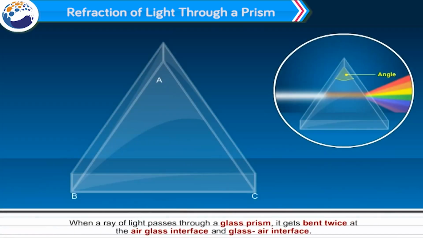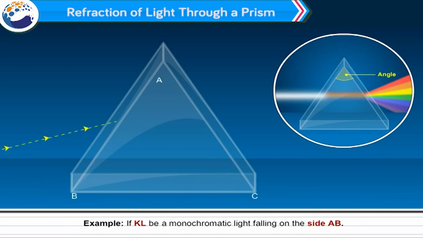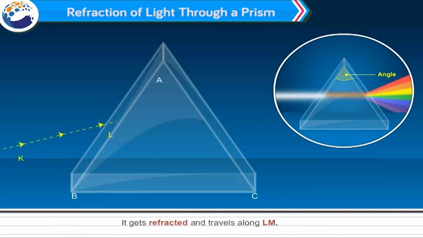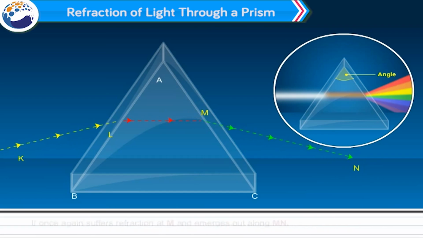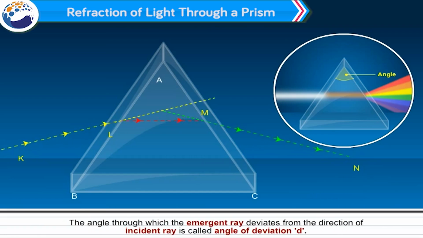When a ray of light passes through a glass prism, it gets bent twice, at the air-glass interface and the glass-air interface. Example: if KL is a monochromatic light falling on the side AB, it gets refracted and travels along LM. It once again suffers a refraction at M and emerges out along MN. The angle through which the emergent ray deviates from the direction of the incident ray is called the angle of deviation, D.